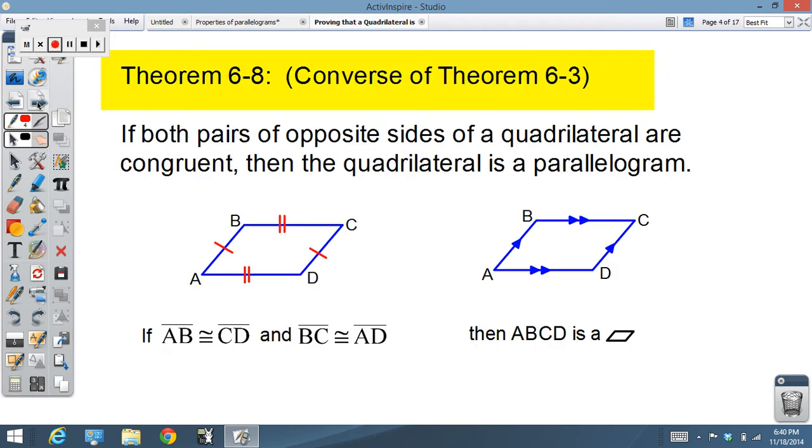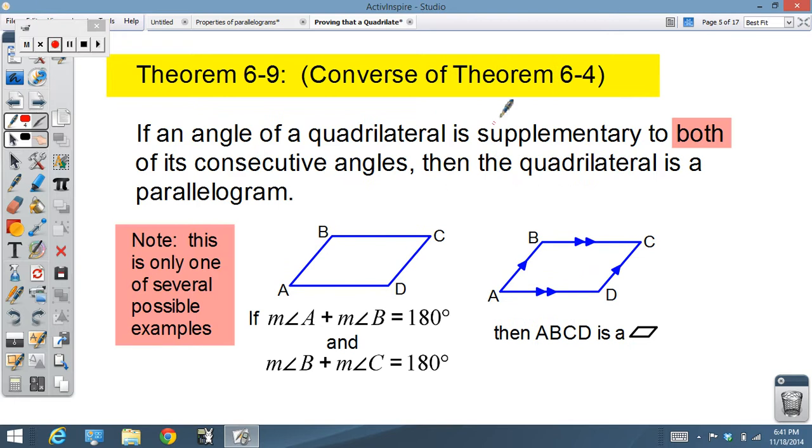But next, Theorem 6.8, which is the converse of Theorem 6.3. Remember yesterday Theorem 6.3 said if something is a parallelogram, then its opposite sides are congruent. Well, today we're going backwards. If a quadrilateral has opposite sides that are congruent, both pairs, both sets, then it must be a parallelogram. Okay?